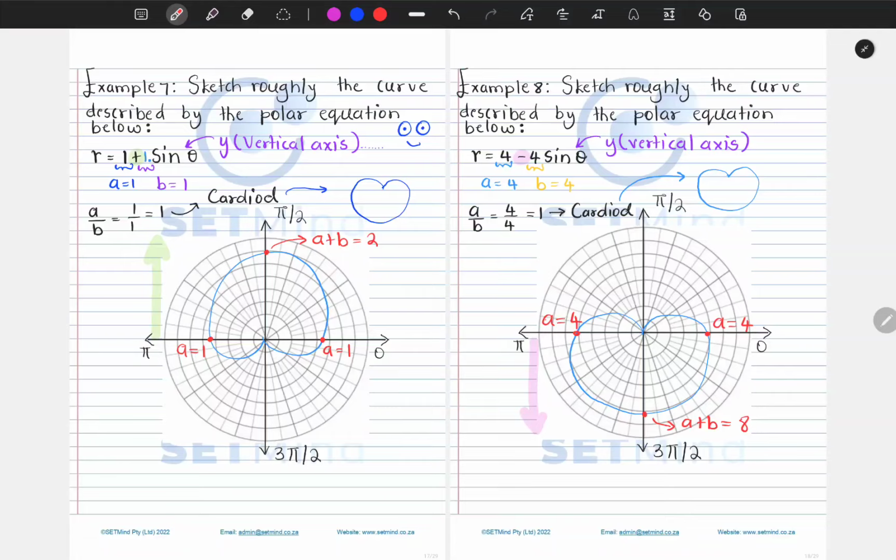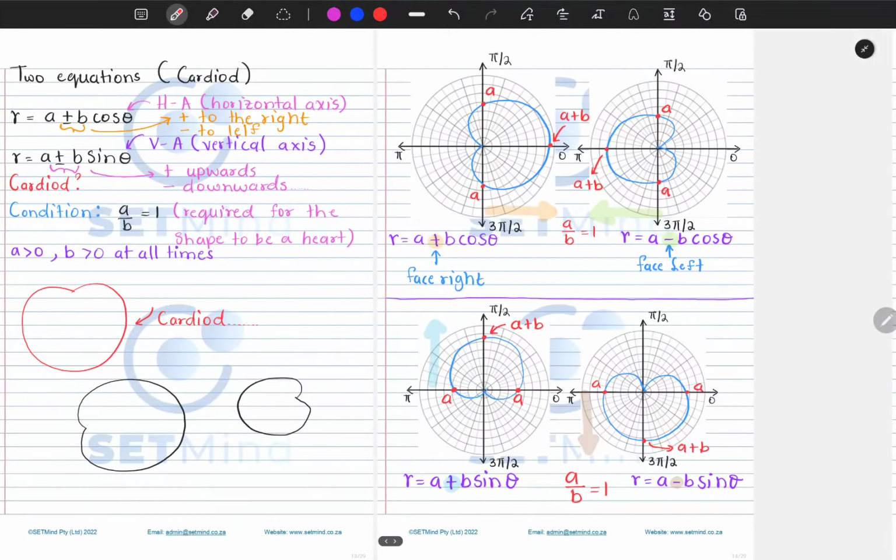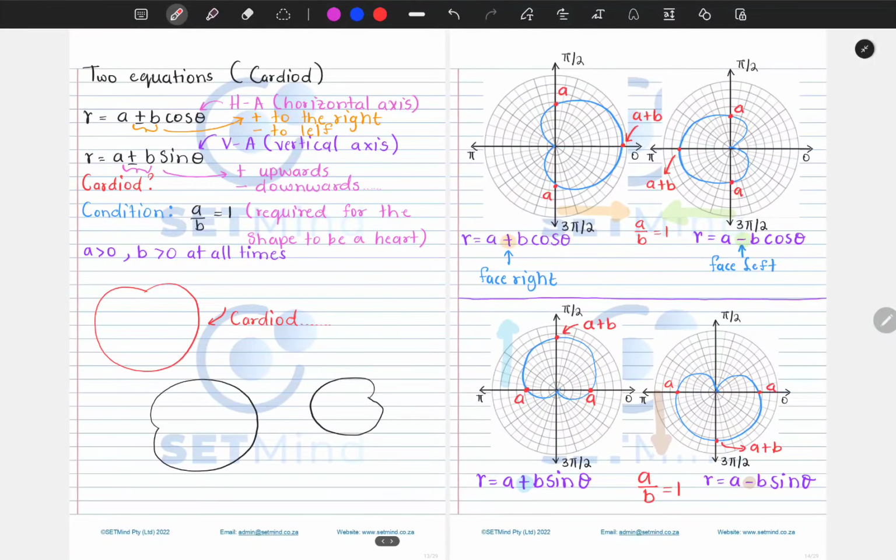I hope this makes sense, and you will be able to do problems which have a divided by b equaling 1. So very importantly, please make sure that you are aware of what is going on on this page. This is essentially the summary of how we plot our cardioid. Very importantly, a divided by b must be 1 for us to draw the shape this way.